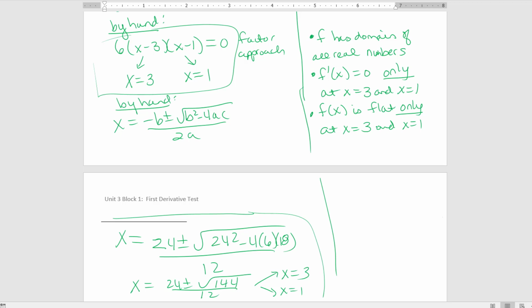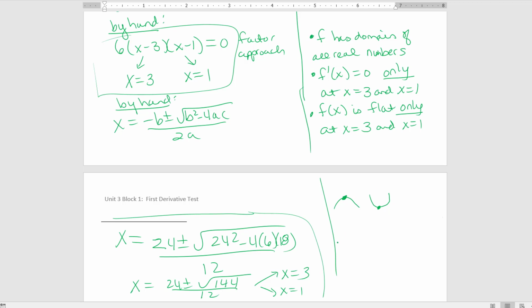Now recall, that does not guarantee that f has a local max or a local min at those points. Remember, f could look like this. That's a place where f is flat. It could look like this. That's a place where f is flat. So those would be max and min.